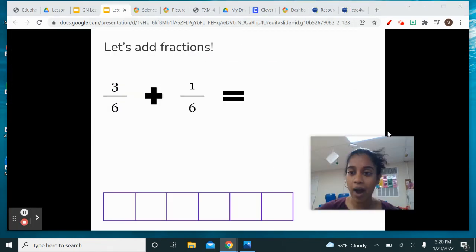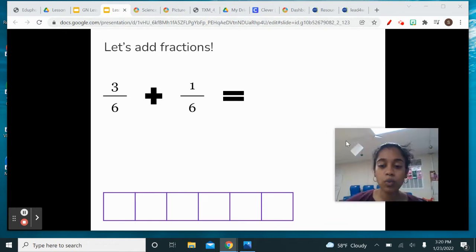So now let's get into our actual lesson, and let's talk about how we add fractions. When we are adding fractions with common denominators, we have this right here. We have our 2 fractions. We have 3/6 and 1/6. What this is telling us is our whole is cut into 6 equal pieces, right? So let's go ahead and figure that out.